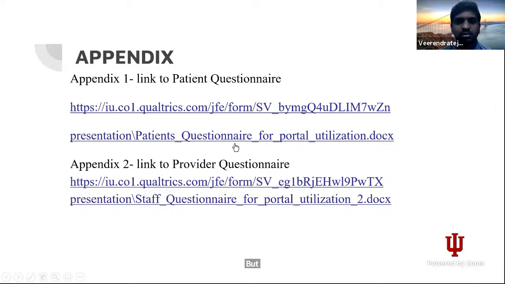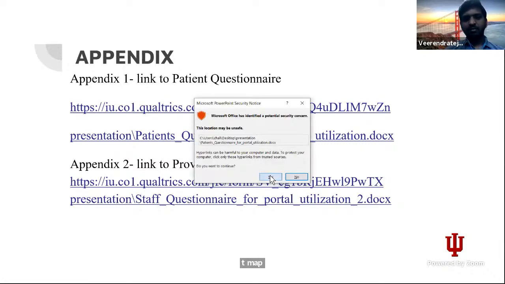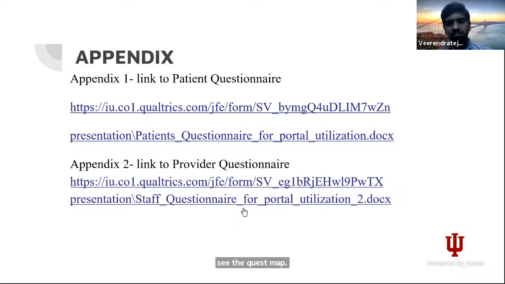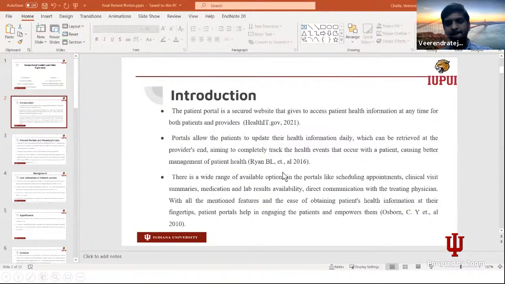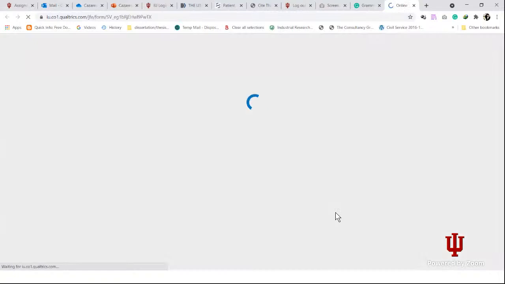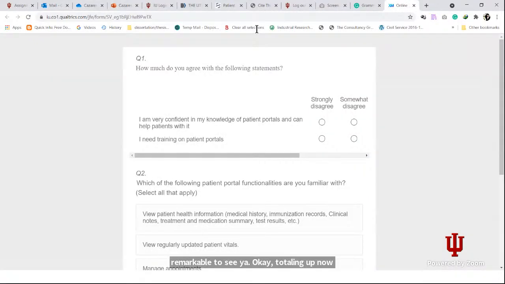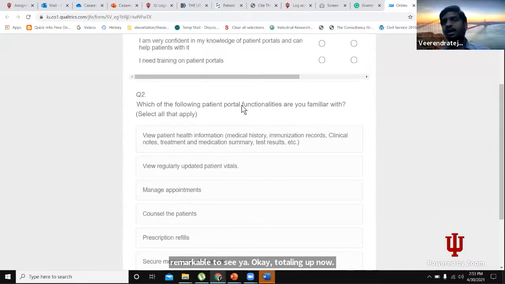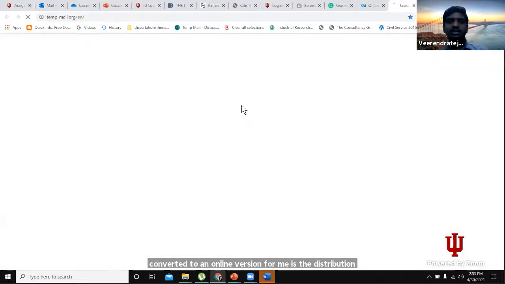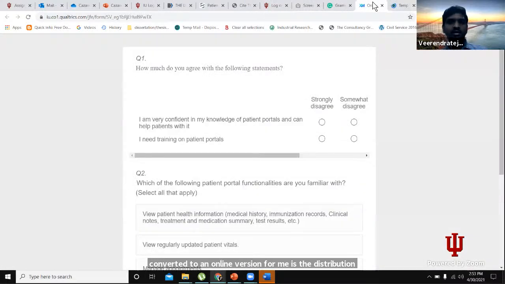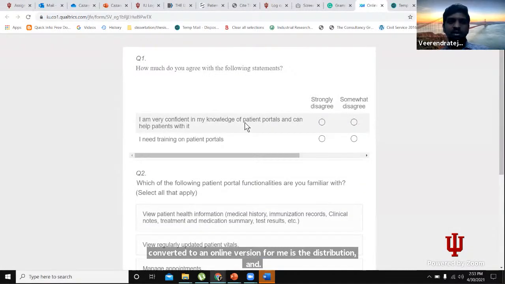Would you like to see the questionnaire? We are not able to see it, yeah, okay, it's opening up now. After making the questionnaire, it was converted to an online version with Qualtrics for easy distribution.